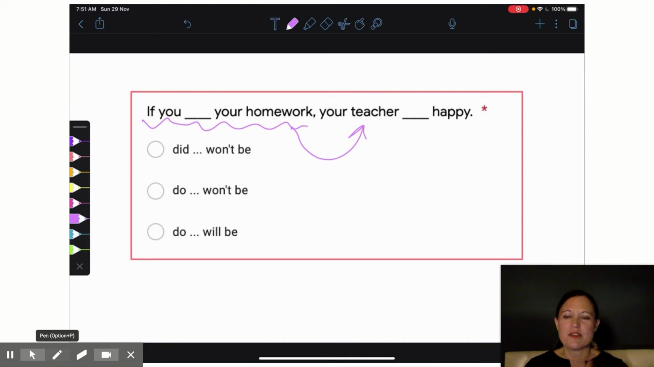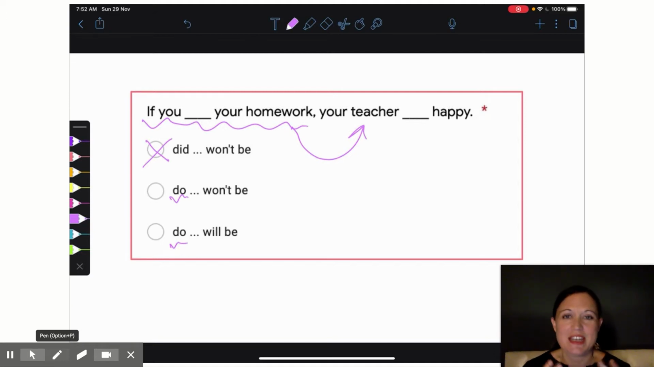So if I look at my three answer choices, I can already say that answer choice number 1, or A, is incorrect because I need to use the present simple tense in my if clause. So did is past tense, so I already know that this one is not correct. So now I know that it's going to be either B or C. So now I need to look at the meaning of the sentence.